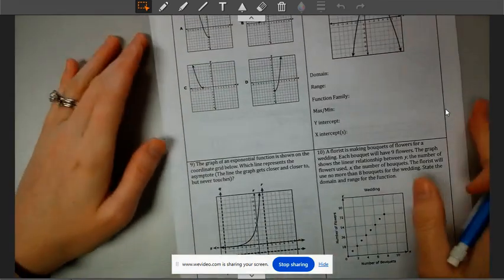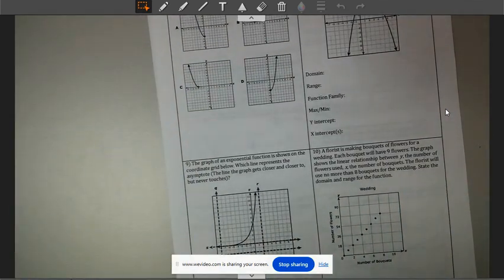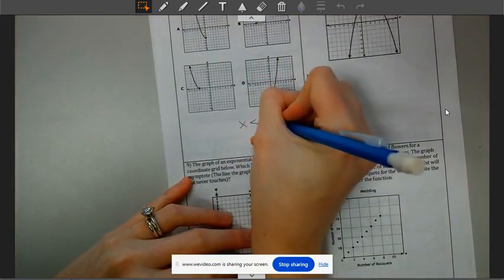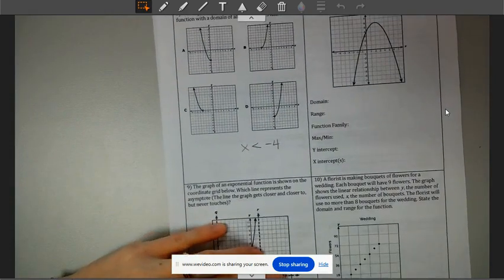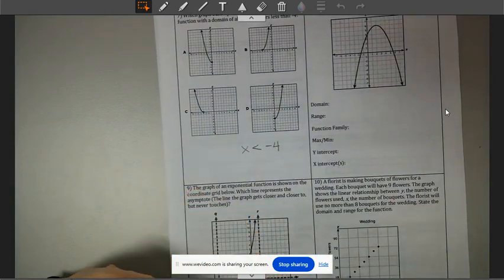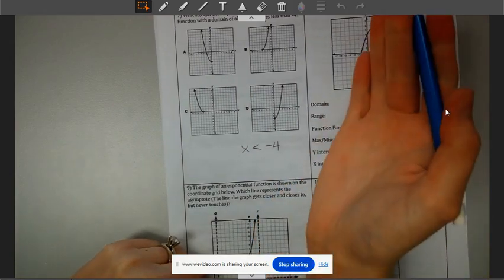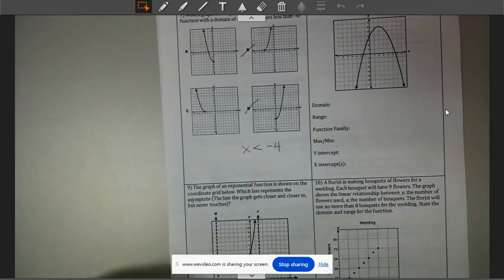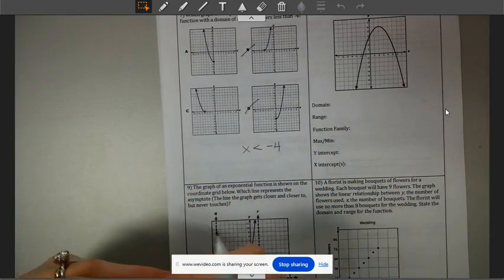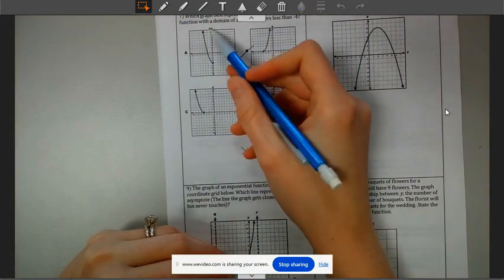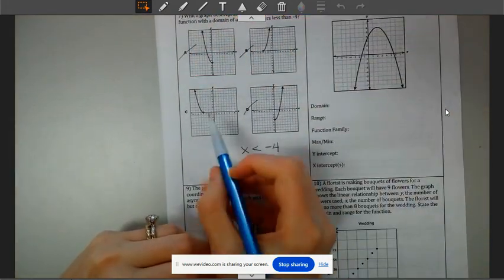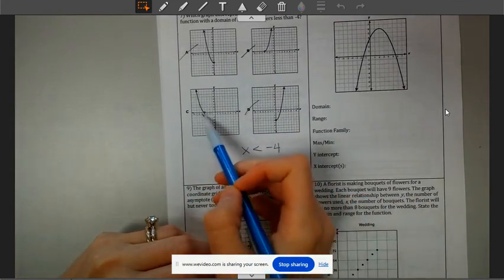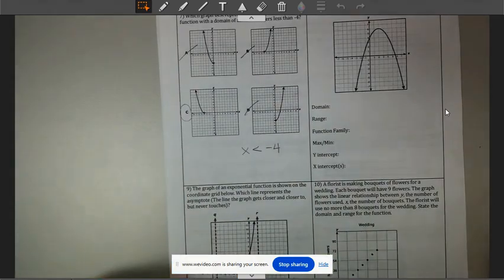Number 7, which graph best represents the graph of a quadratic function with a domain of all real numbers less than 4? So we have x is less than -4. Okay, well, domain, we're talking about left and right. So less than -4, I need my graph to be going to the left. So immediately B and D are out. So here, we want our x value to be less than -4. In graph A, our x value is 0, so that one doesn't make sense. C, our x value is an open circle at -4, so that works for the less than. And then it goes to the left, so the graph should be C.